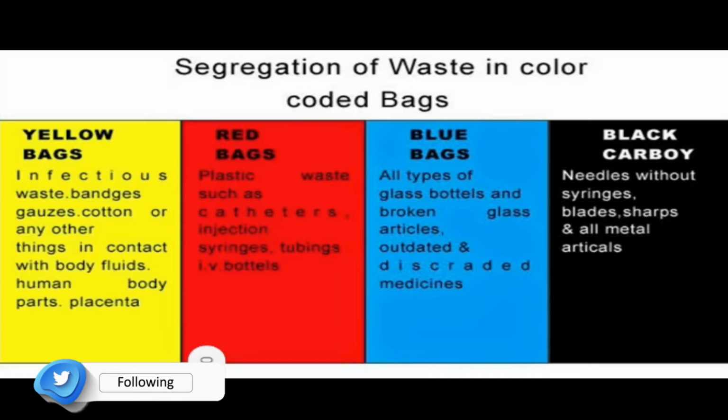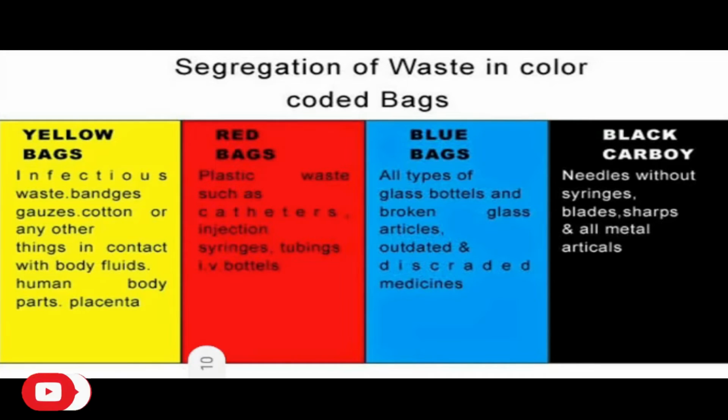And this is the segregation of waste in color-coded bags. So in the yellow bags, we include infectious waste, bandage, gauze, cotton, or any other thing in contact with body fluid, human body parts, placenta, etc. So in yellow bags, we put waste which is related to human excretions or human body parts. So any part, whether it is placenta, a leg, a hand, anything, the waste which is produced in a biomedical facility is thrown in the yellow bag, is stored in the yellow bag.